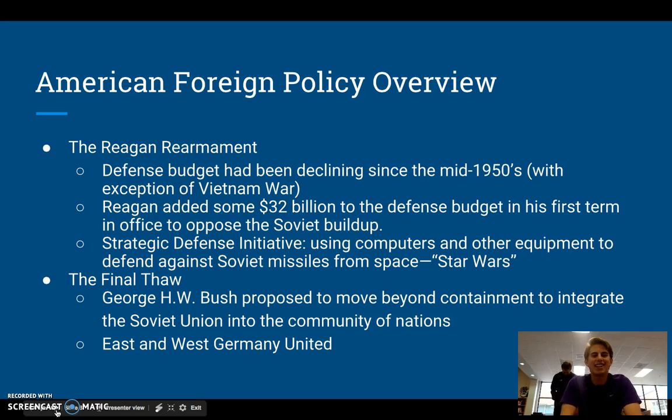Next we have the Reagan rearmament. The defense budget had been declining since the mid-1950s, and then Reagan added some $32 billion to the defense budget in his first term in office to oppose the Soviet Union. Later, we established the Strategic Defense Initiative, which used computers and other equipment to defend against Soviet missiles from space. And then finally, George Bush proposed to move beyond containment and to integrate the Soviet Union into the community of nations. And then East and West Germany also united.